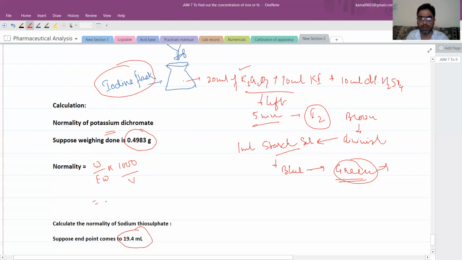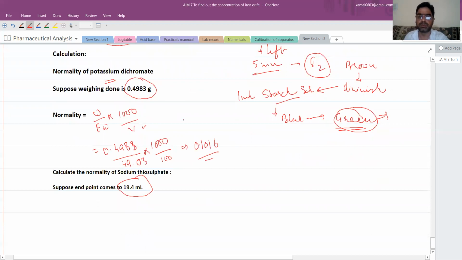So here the weight is 0.4938, and the equivalent weight of potassium dichromate is 49.03. 1000 is the same, and the volume is 100 ml, as we have prepared a 100 ml solution. So the normality of potassium dichromate by the weighing, when you calculate, will come out as 1.1016. This we have taken as an example so that it will be easy for us to solve.